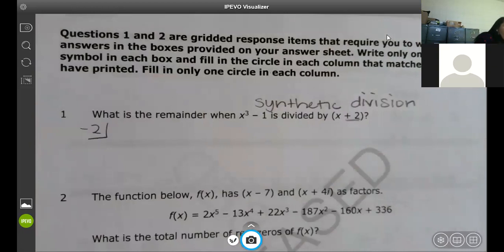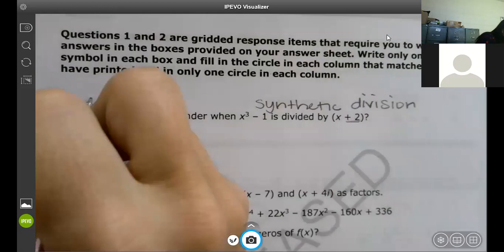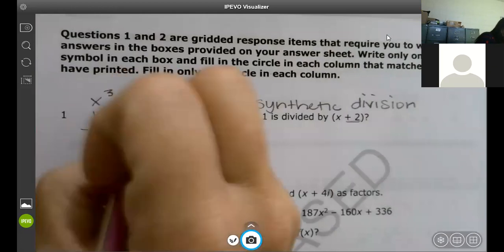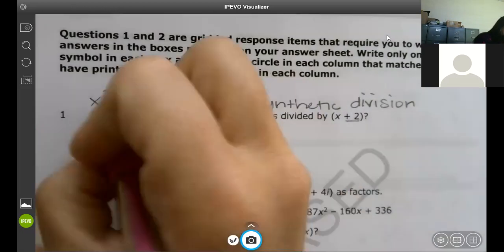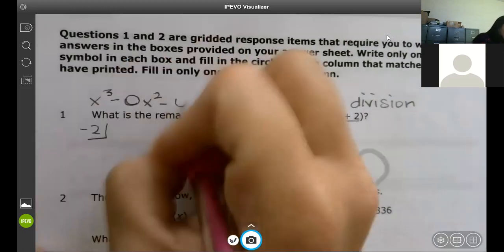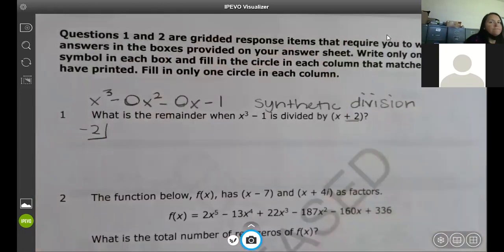And then we want to go in order. So right now we have x to the third minus 1, but we need to make sure that we go in order. So there is 0x squared. So you can do a minus, you can do a plus. I just always do minus. There are 0 x's, and there's a -1.